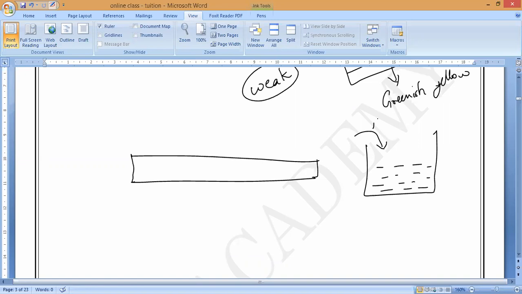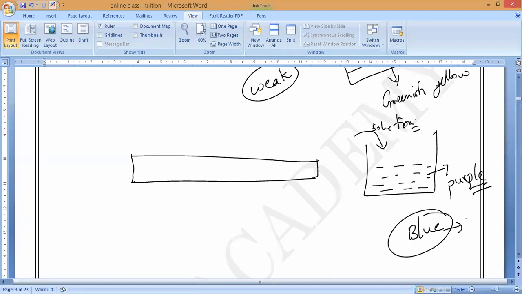Suppose when I add universal indicator solution, this is what all of you should tell me. Now suppose it turns into purple color. What is it, base or acid? Base, sir. 12, sir. So purple color is base and the pH value is 12. So you are finding both whether it is acid or base and also strong or weak. Now 12, is it strong or weak? Strong. 13 and 14 are strong bases. Understand, all of you? Yes.